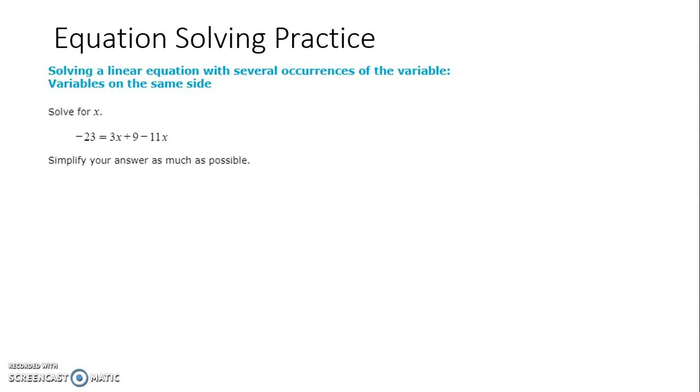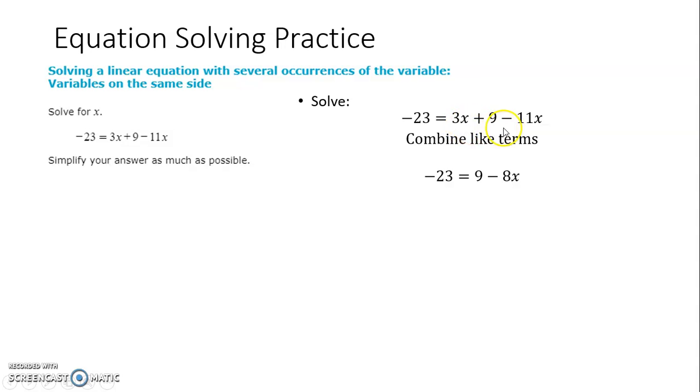So let's start with some equation solving practice. Here's a similar type of problem that we've seen over the last couple of weeks. So we want to solve this. Negative 23 equals 3x plus 9 minus 11x. So you'll see right away that we have two cases of x, and so we need to combine those like terms. So we do 3x minus 11x gives us negative 8x, everything else stays the same.